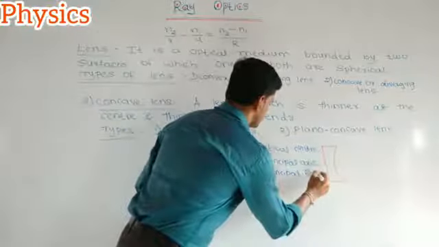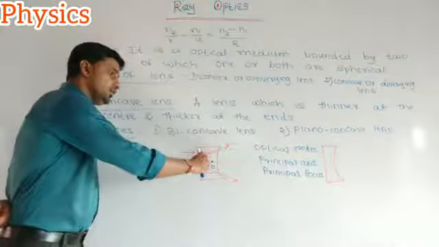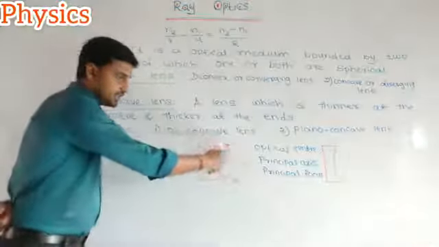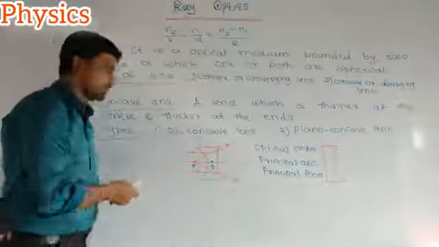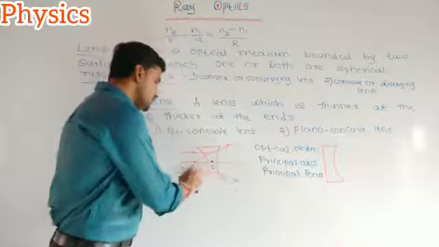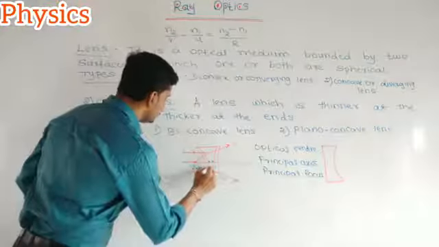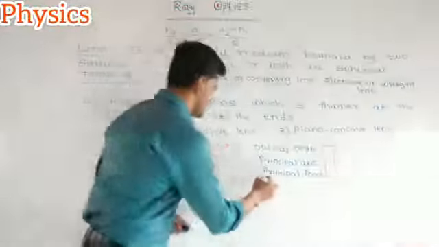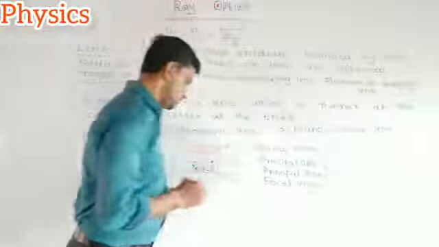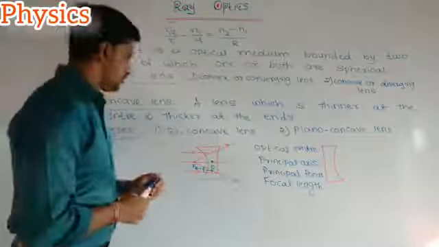Principal focus. If I extend this diverged ray of light backward, it will meet at some point on the principal axis. Then it is called the principal focus. And here the distance from the optic center to the principal focus is called the focal length of that concave lens. So the focal length of a concave lens is nothing but the distance from the optic center to the principal focus of the concave lens.